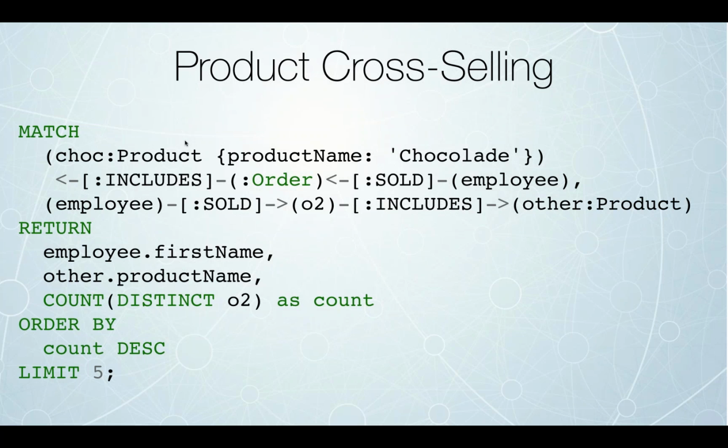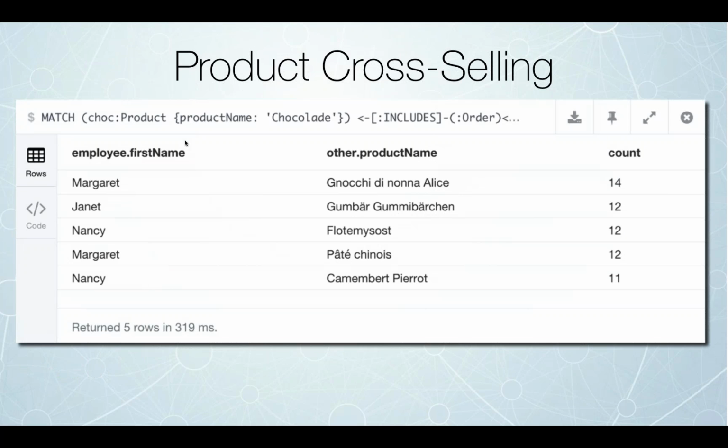And then we'll traverse out from those employee nodes to other employees who have sold other orders. And we'll see what other products are included in those orders. Then we'll do an aggregate here, counting the distinct number of orders that we're seeing, and we'll return the employee and the other product that they're selling. So let's look at the results here. This is basically showing us, okay, for employees who have sold this product, chocolate, what other products are they selling with that most frequently?